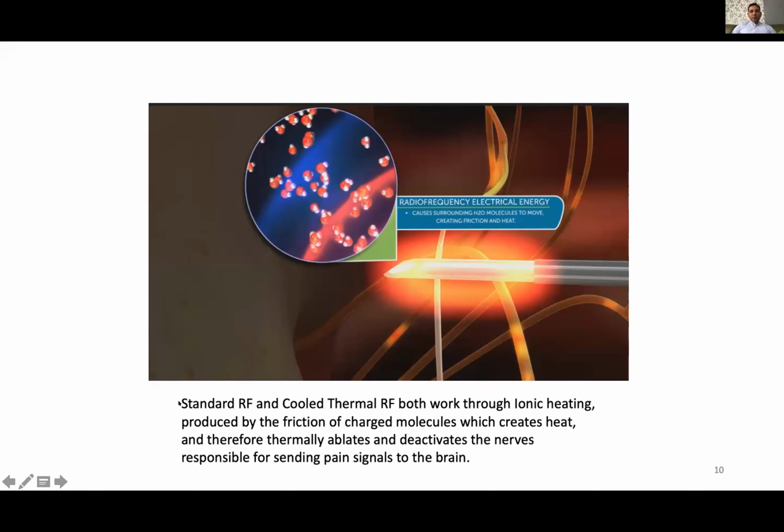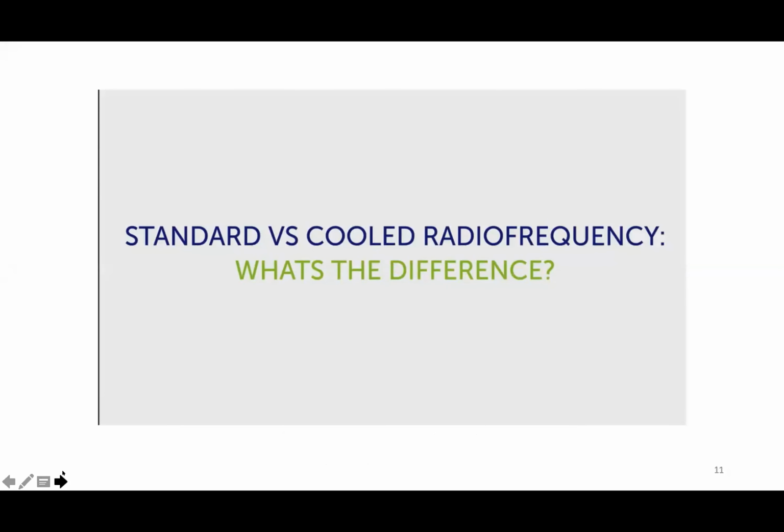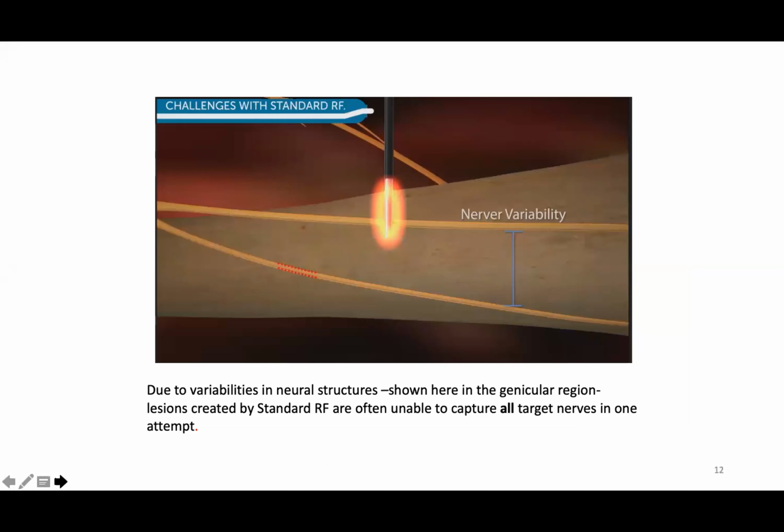So if you go with the mechanism, in both the RF and the cooled RF system, they work by ionic heating. This ionic heating causes friction among the charged molecules, and this friction creates heat, and it deactivates the nerves responsible for the pain signals. So the mechanism is the same in both: the ionic heating causing friction of the charged particles, creating heat, and leading to thermal ablation. So what is the difference between the standard versus the cooled RF? How do they differ from each other?